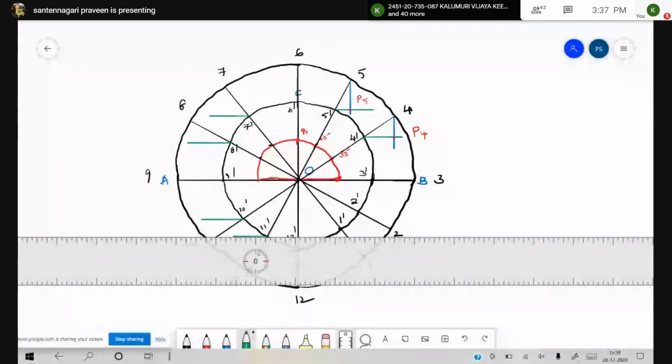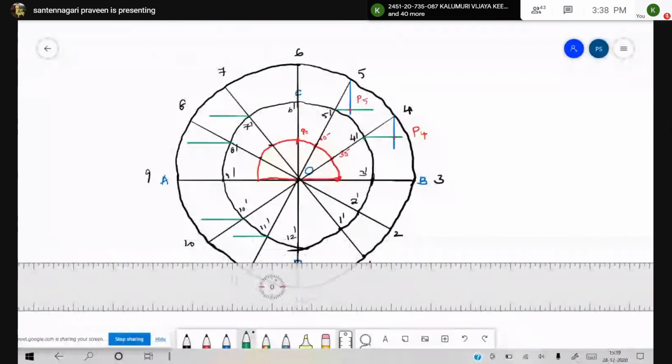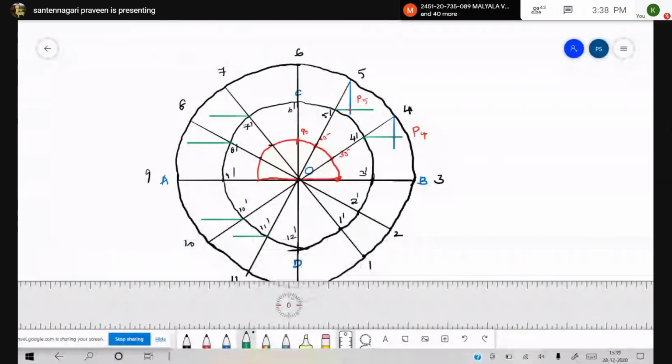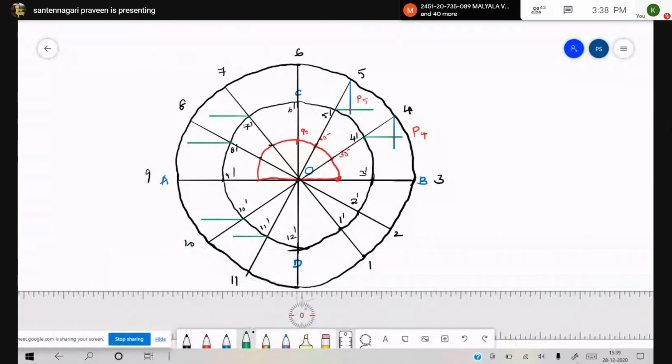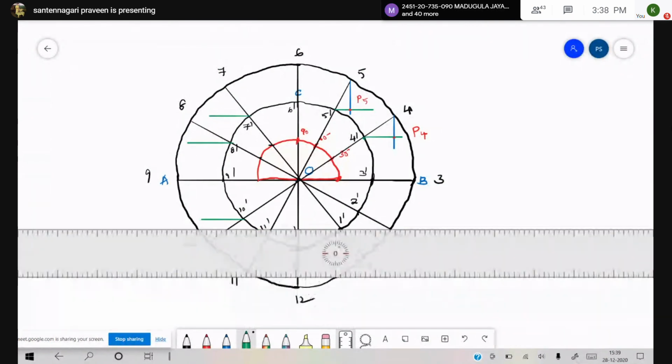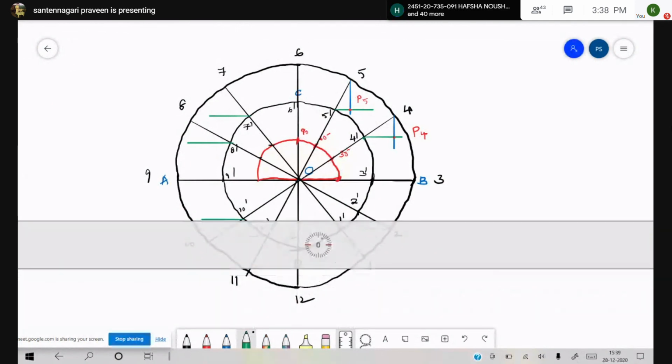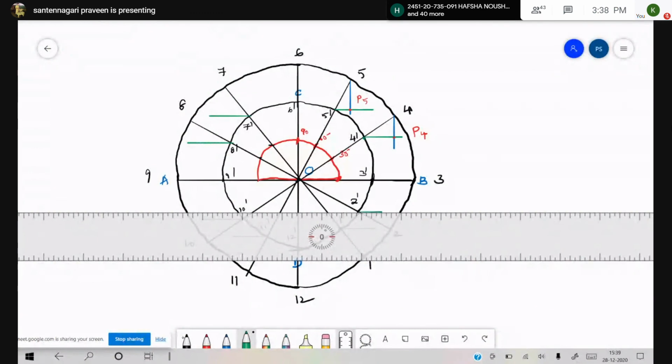12 dash we are not touching because our ellipse touches here, at C point and D point. So your 1 dash, a horizontal line. From your 2 dash, a horizontal line.